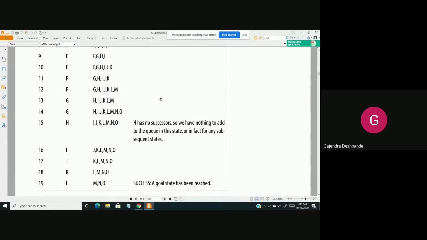Now check H, whether H is the goal node. H is not a goal node, but H is a leaf node. So you can't add any successors here. So just remove H. Then after that, remove I. All these nodes are leaf nodes only, so you just need to pop out and check whether the removed element is a goal node. When we reach I, it has no successors, it will be removed, and it's also not a goal node.